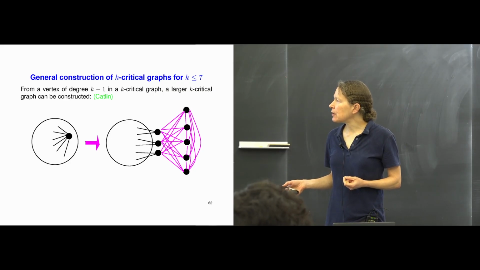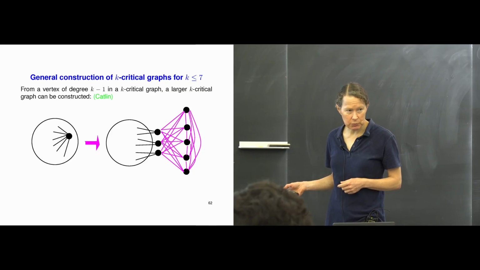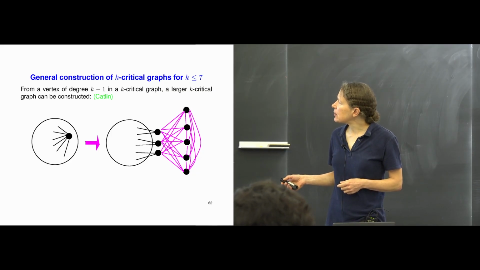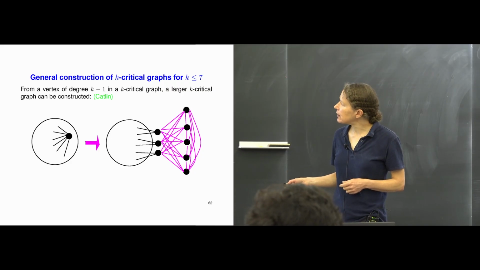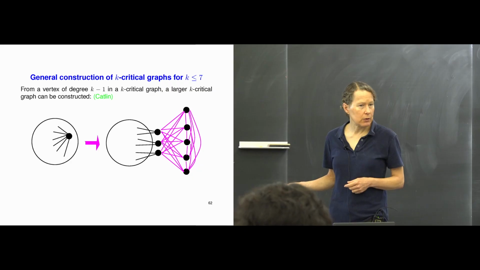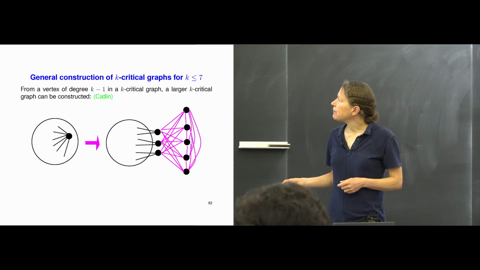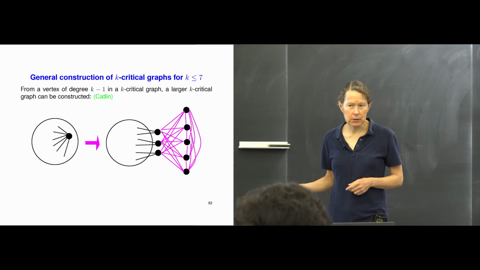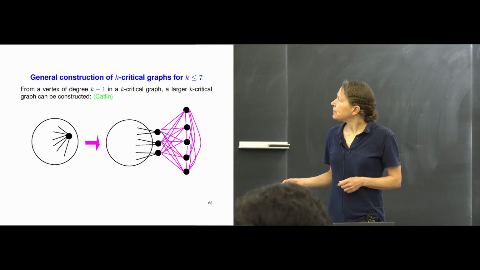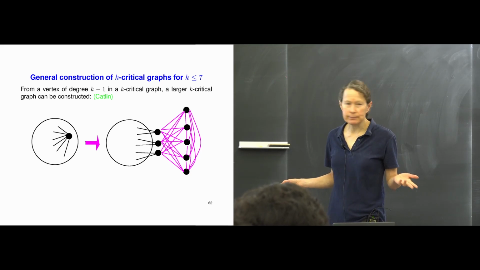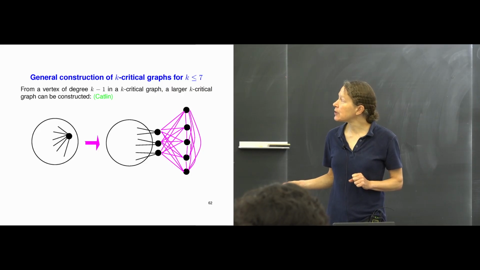And if you take a vertex of degree k minus 1, and you split it into 3 vertices and share out the edges as evenly as possible, and then you attach this gadget, it's simply k minus 2 new vertices forming a clique, and you just join them all to your three new vertices like this. This graph is also k-critical. It's an easy exercise to verify. Okay, so if we had a k-critical graph with k at most 7, we could get a bigger one by doing this, as long as we had a vertex of degree k minus 1.